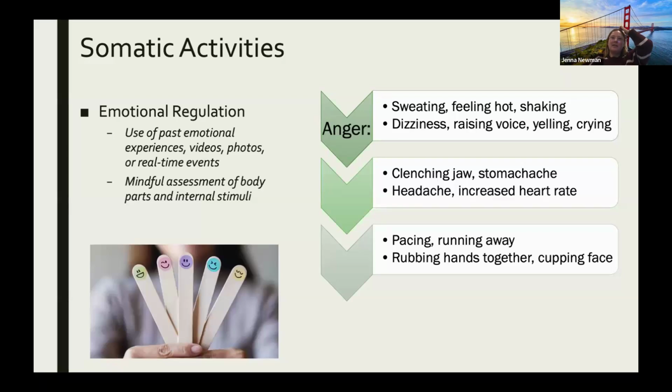You can use past emotional experiences, videos, photos, or real-time emotional experiences to help the student to identify how their body's feeling, and to make sense of those sensations, which helps alert my mind that I'm feeling a certain way. So I always like to model first.